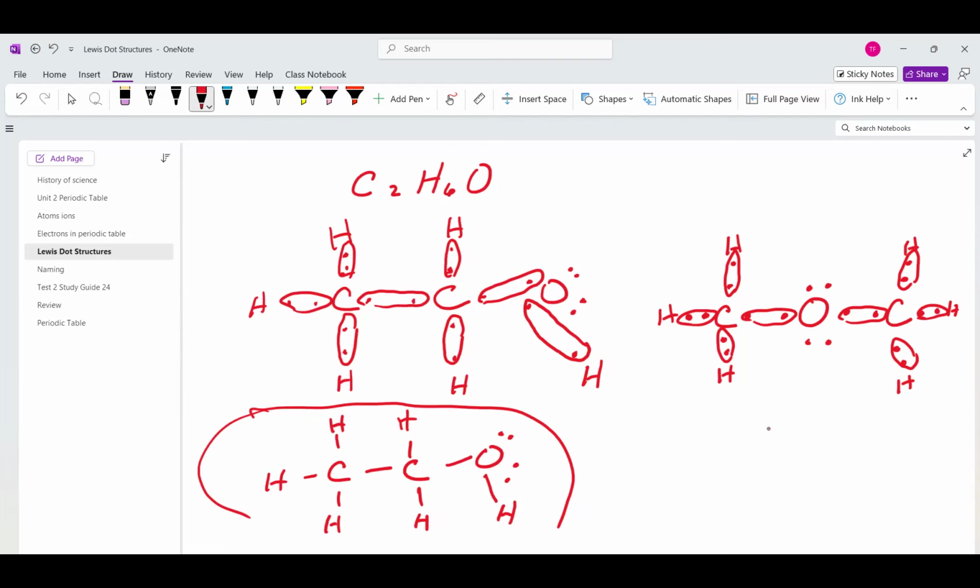So now we connect up. So it's a legal structure. 4 bonds for carbon, 2 bonds for the oxygens. Legal structure. Okay. Now we just do the lines. So both those structures, this alcohol and this ether, are legal Lewis structures for that formula.